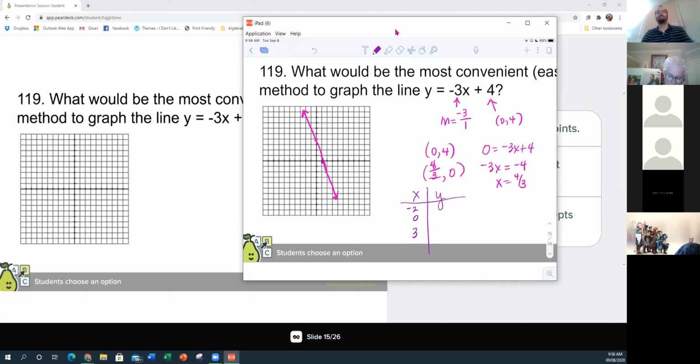So -3 times -2 is 6 plus 4 is 10. 0 times -3 is 0 plus 4 is 4. -3 times 3 is -9 plus 4 is -5. So let's see if those points would fall on this line. -2, 10, would be up here. 0, 4, we already said that one was on there. And 3, -5. So any one of those three methods would work. The most convenient, the easiest would be knowing that that is the slope-intercept form of a line.